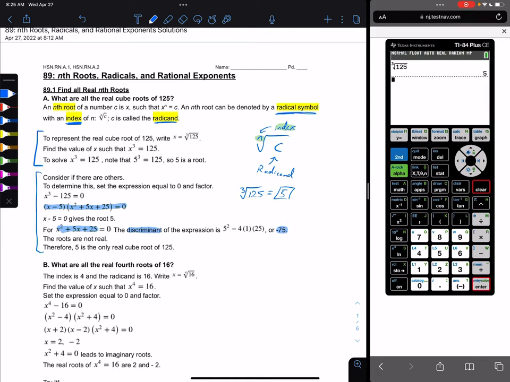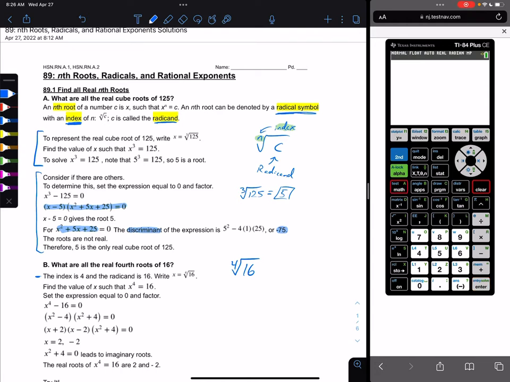All right, part B. What are all the real fourth roots of 16? So now we have an index of 4, and we're looking for the fourth root of 16. So here, the index is 4 and the radicand is 16, so we write x is equal to that. They want us to find the values of x such that x to the fourth is equal to 16. So we're going to go back to our calculators. We're not going to do this the long way.